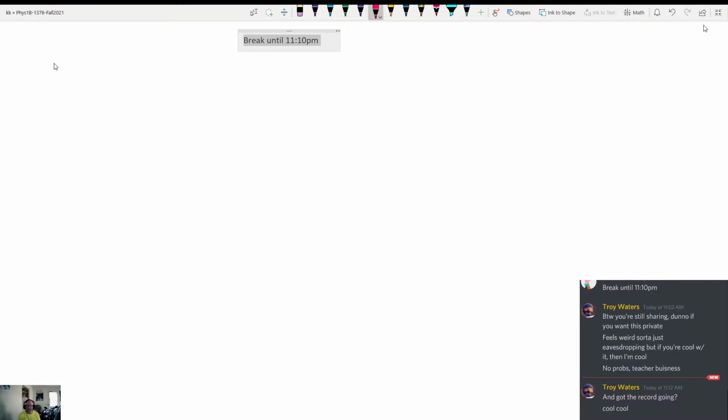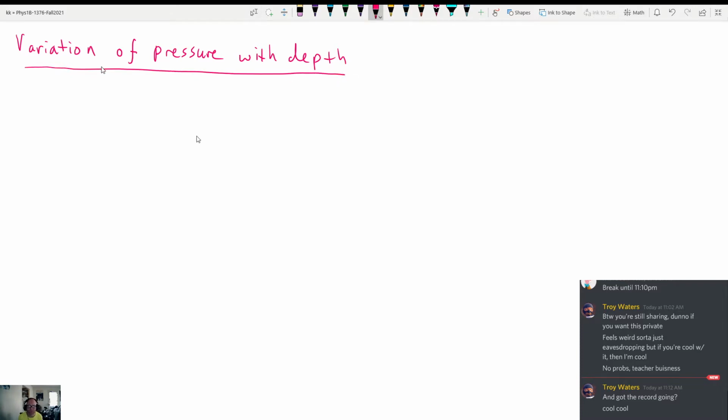Next thing we're going to be talking about is how pressure changes the deeper that you go into a fluid. So we call this the variation, or the change of pressure with depth. So the idea that we would like to explain here is, why is it that when you swim to the bottom of a pool, or you swim deep in the ocean, or deep in a lake, you start to feel a lot of pressure on your ears? That's what we want to answer right here.